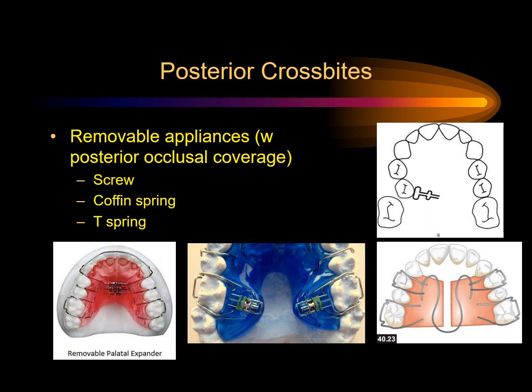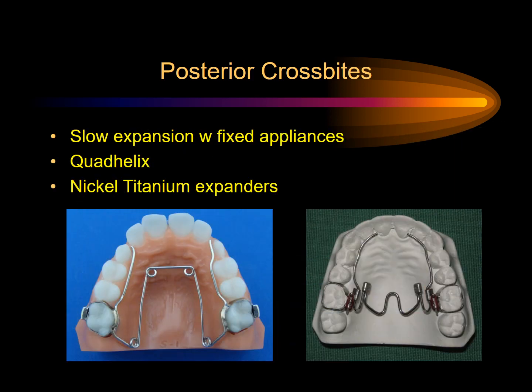We could also use removable appliances utilizing posterior occlusal coverage. We can use a screw appliance, a coffin spring, or a removable appliance with a T-spring. The screws can also be sectional screws to move just one tooth out of crossbite. We could also undertake slow expansion with fixed appliances. Examples of these would be a quad helix or nickel titanium expanders.